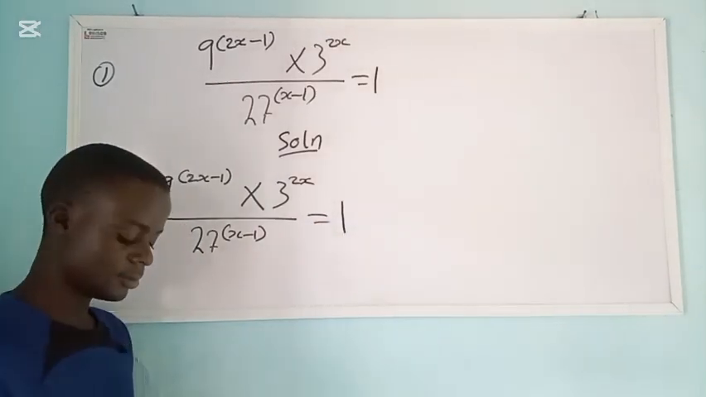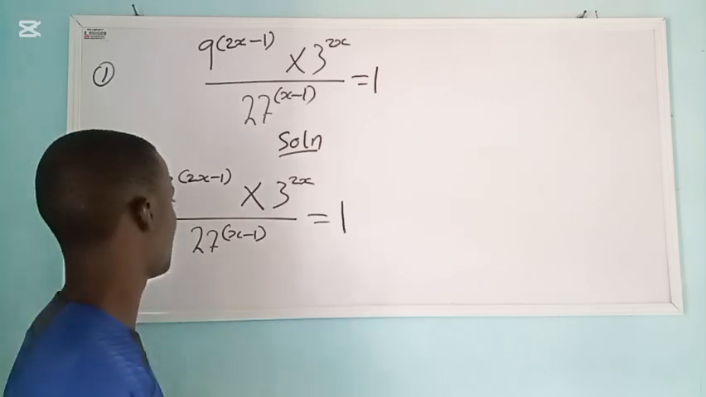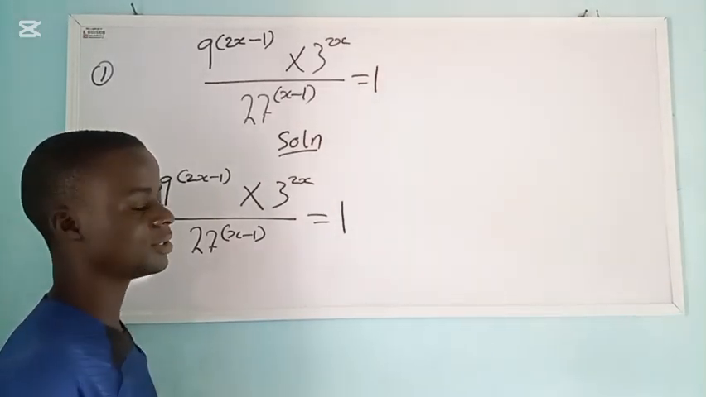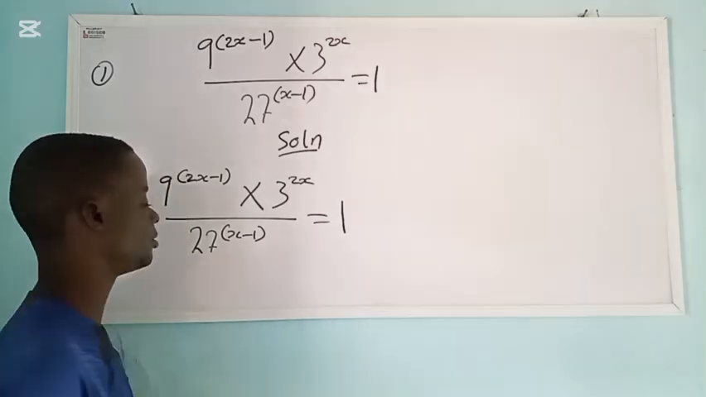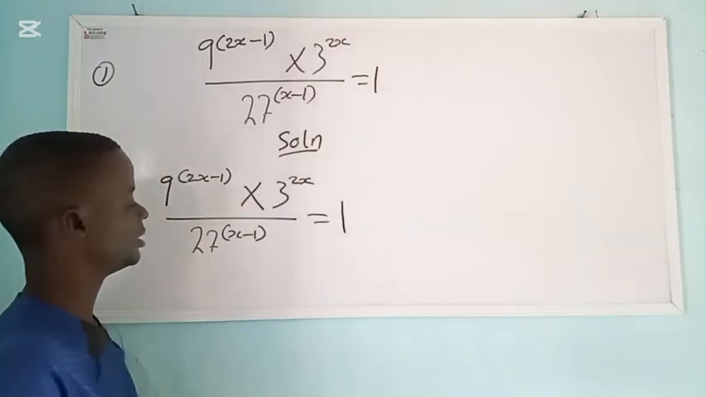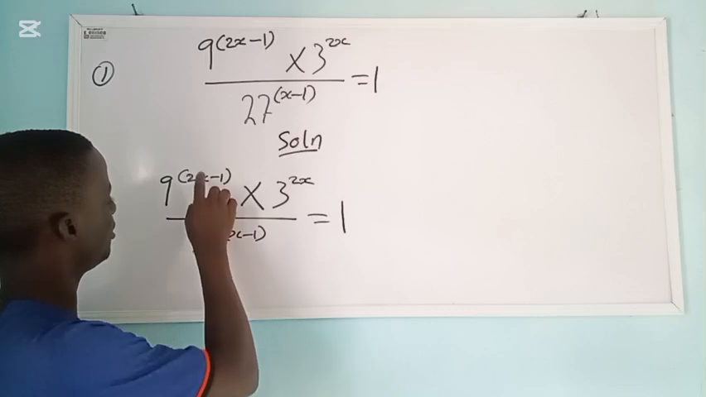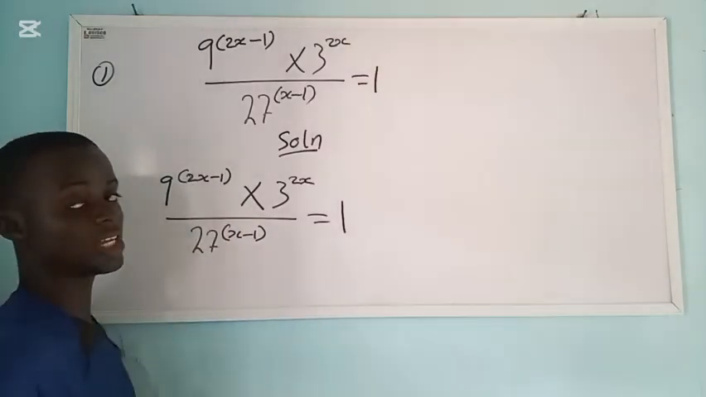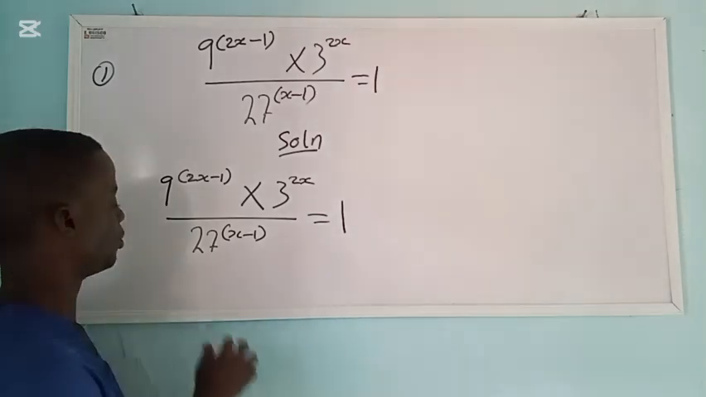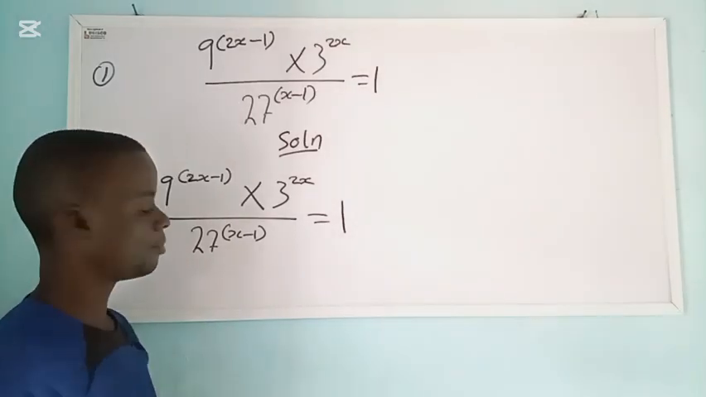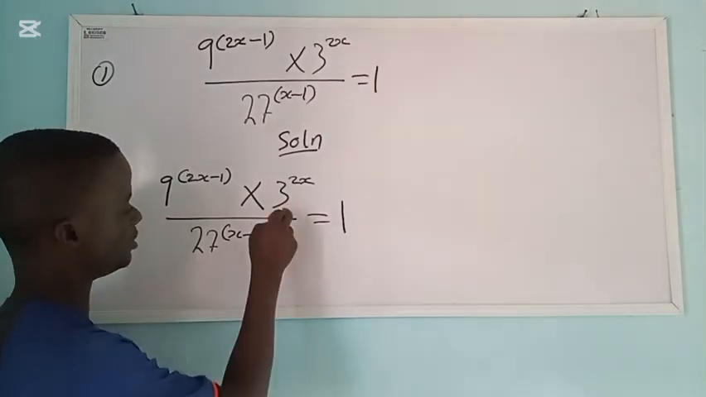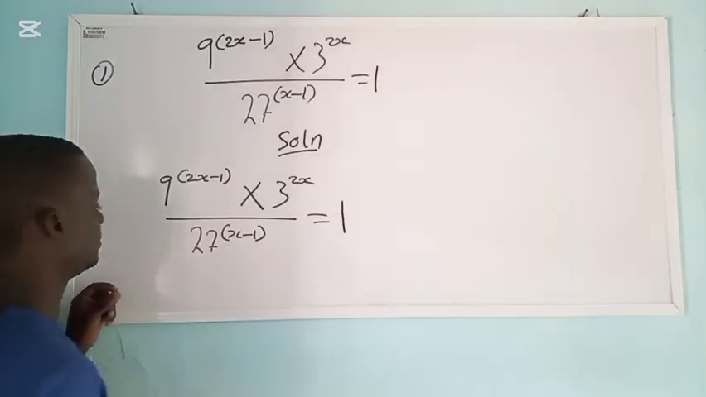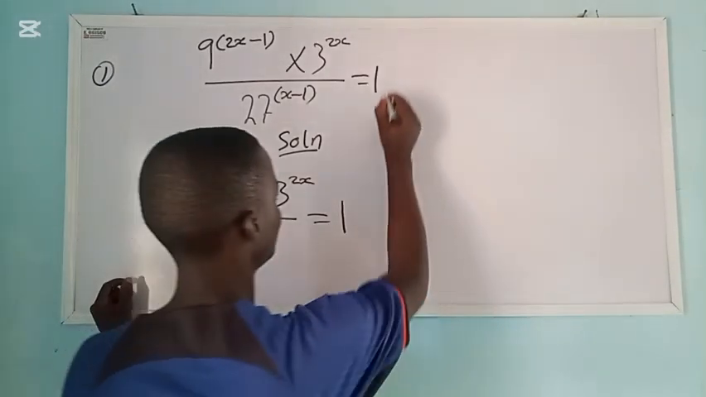So now we need to do something. We need to break it down so that we can find the value of x, because we see that the x is all in power. The x here is in power, which is 9 raised to the power of 2x minus 1. So now we'll try our best to eliminate this base so that I can find the value of x.